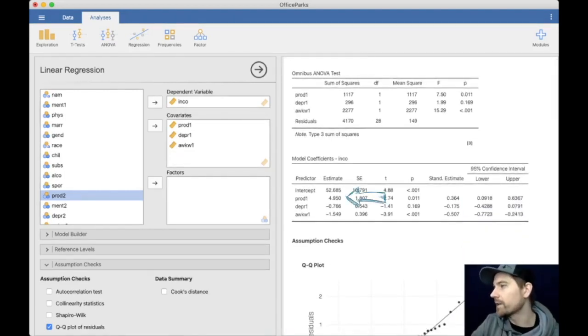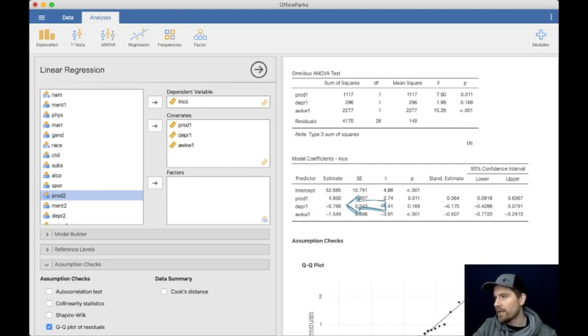If we come down here to the model coefficients, this will tell us the direction of the relationship and how big it is. For productivity, now that we're controlling for depression and awkwardness, for a 1 unit increase in productivity, we would expect almost a $5,000 increase in our income. In this case, a $4,950 increase in income.